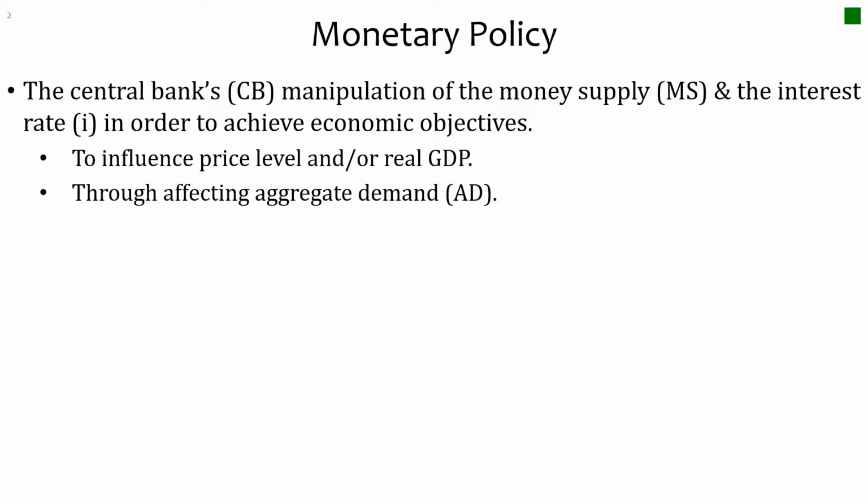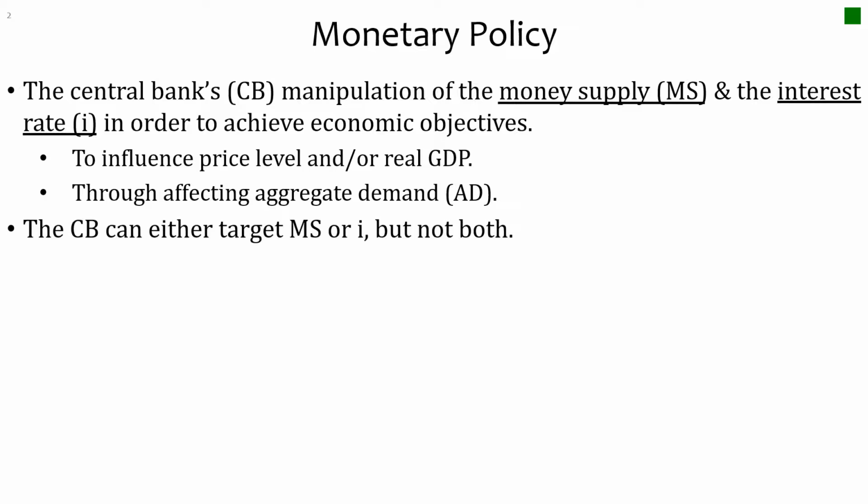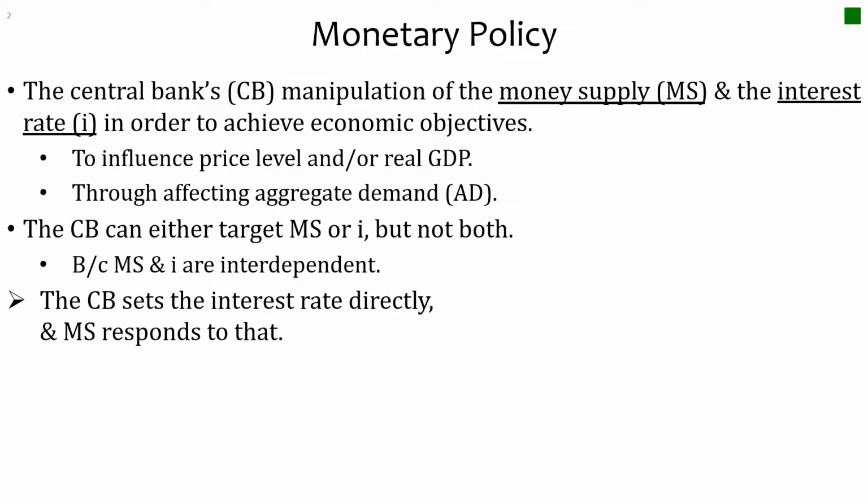Here's a similarity between monetary policy and fiscal policy. Both of them act through aggregate demand. Both of them are demand side policies. So we have two main tools here. One of them is the money supply, and the other one is the interest rate. The thing is, the central bank can either target MS or I, but not both, because they are interdependent. If you remember, you had this money market, and in the money market, when money supply changed, interest rate also changed. So you cannot target them independently. You set one of them and the other one follows. So the central bank sets the interest rate directly, and money supply responds to that.